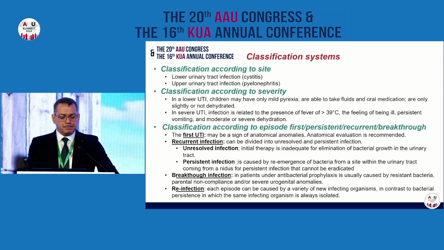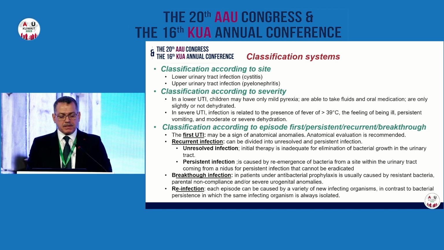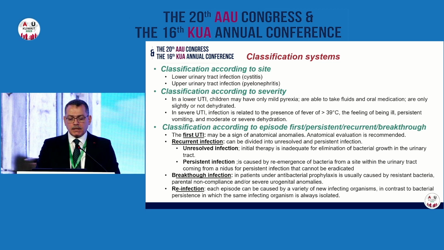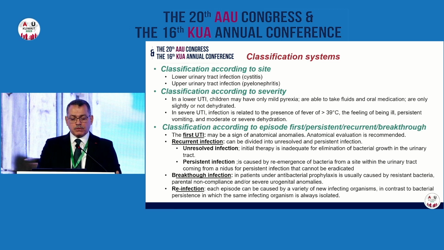The first UTI may be a sign of anatomical anomalies, and anatomical evaluation is recommended. Recurrent infections can be divided into unresolved UTI or persistent UTI. Unresolved UTI is applied to those patients who are initially having a therapy that was inadequate for elimination of bacterial growth in the urinary tract, while persistent infection is applied to those patients who have a re-emergence of bacteria from a site within the urinary tract, coming from a nidus for persistent infection that cannot be eradicated.